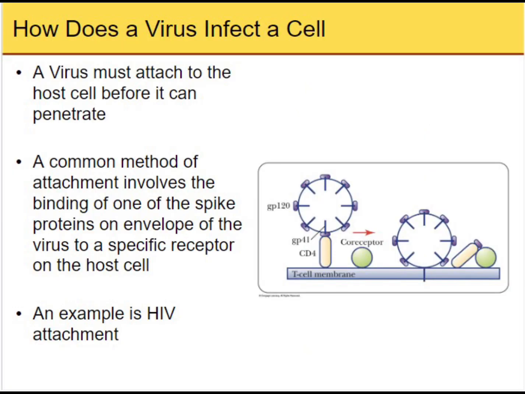How does a virus infect a cell? A virus must attach to the host cell before it can penetrate. A common method of attachment involves the binding of one of the spike proteins on the envelope of the virus to a specific receptor on the host cell. An example is HIV attachment.